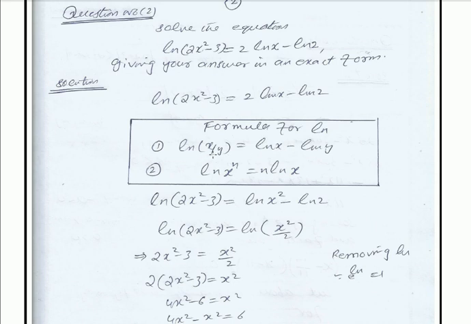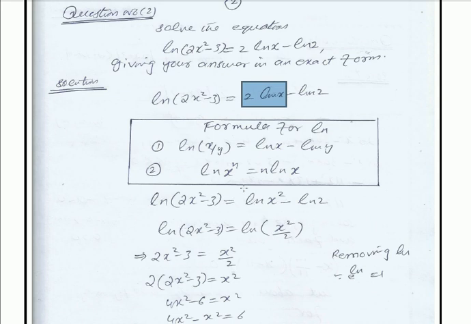The ln(x/y) means we can write it in the difference form, like ln x − ln y. And the second formula, ln xⁿ = n ln x, the exponent principle of the ln. So in this case, ln(2x² − 3) = ln, we are applying the power principle on this term. So we write ln x² − ln 2.